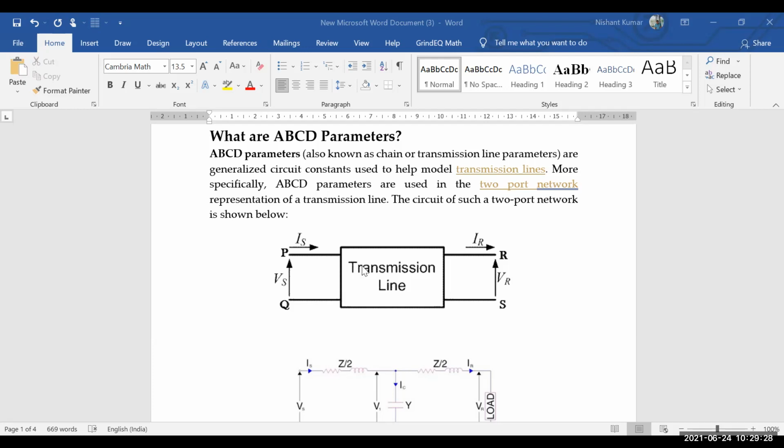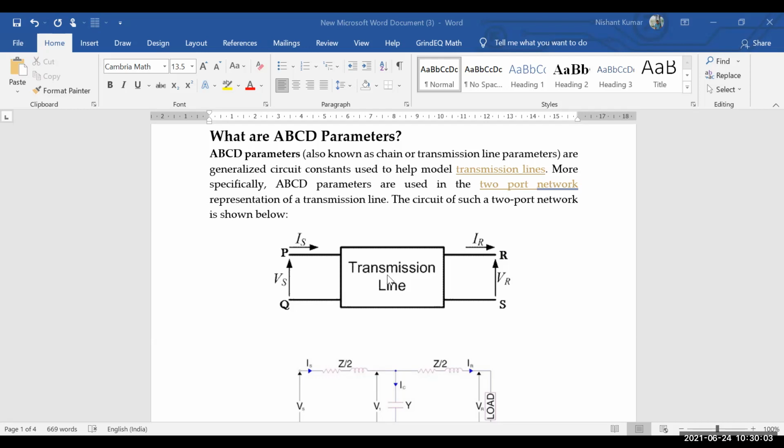First we will see these ABCD parameters. ABCD parameters, also known as chain or transmission line parameters, are generalized constants used to help model a transmission line. Specifically, ABCD parameters are used in the two-port representation of a transmission line. The circuit of such a two-port network is shown.